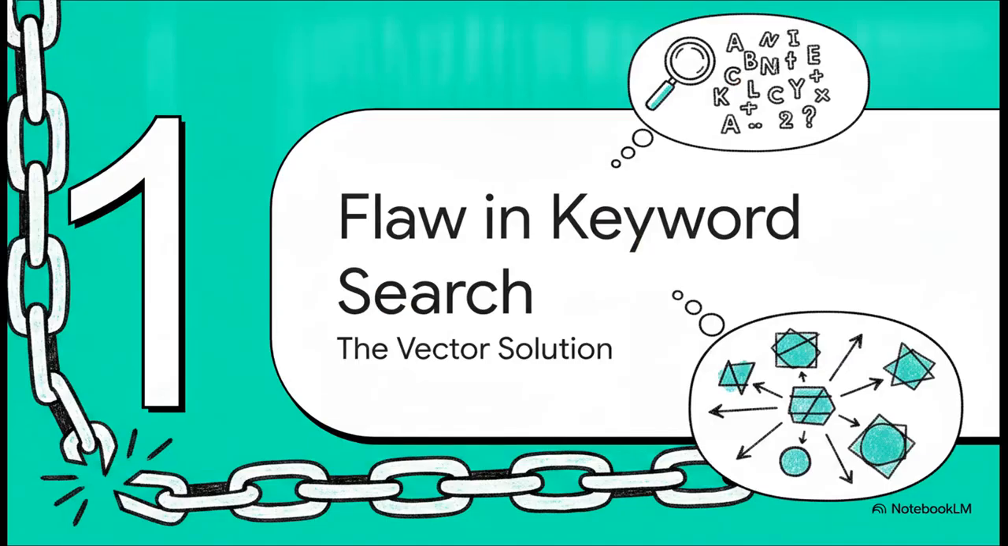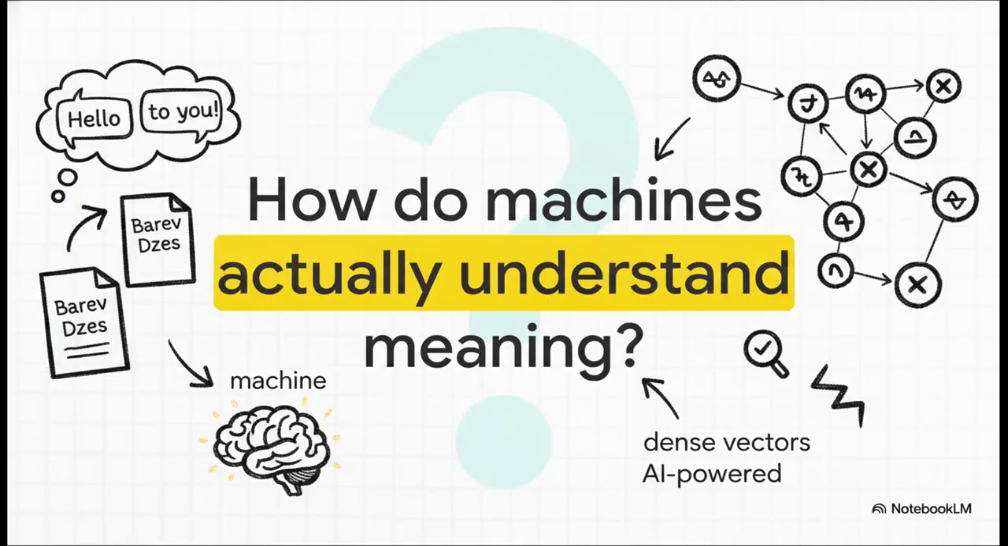Let's get into it. All right, Section 1, the flaw in keyword search and the vector solution. To really appreciate what AI-powered search brings to the table, we first need to talk about the massive limitation of traditional keyword matching. Think about it like this. How do machines actually understand meaning, especially across different languages and cultures? If someone types hello to you into a search bar, and a document in our database says Barev Dez in Armenian, how on earth does the machine know those two phrases hold the exact same meaning? Well, a traditional keyword engine just looks at the letters, sees zero overlap, and gives you zero results.